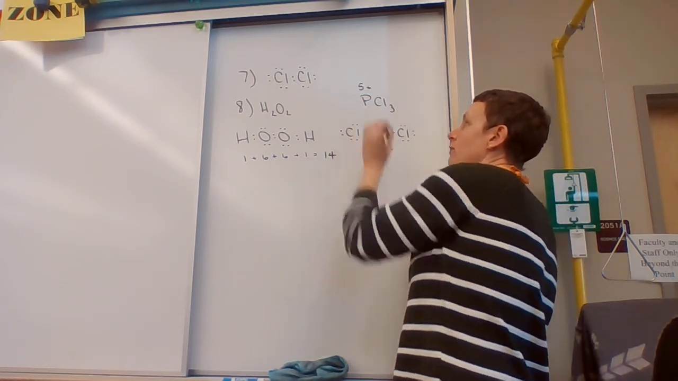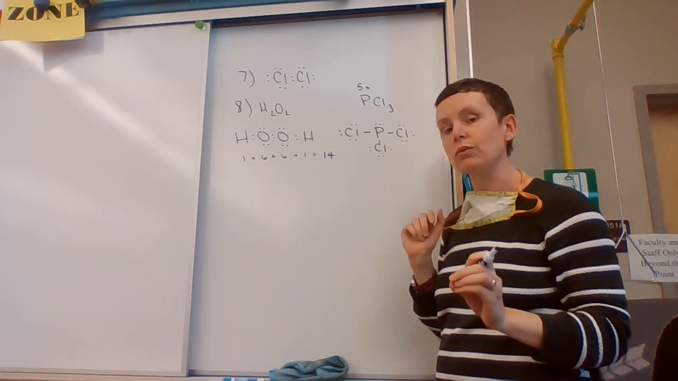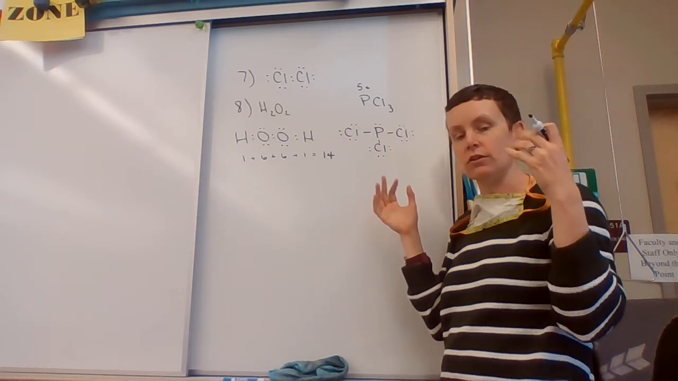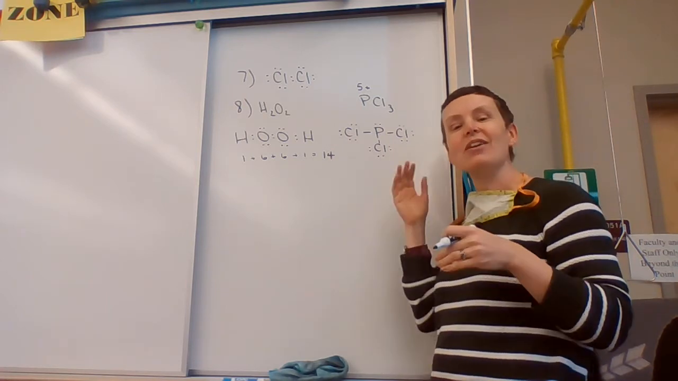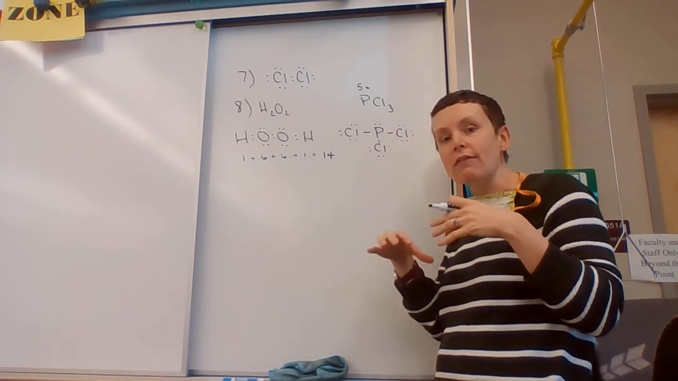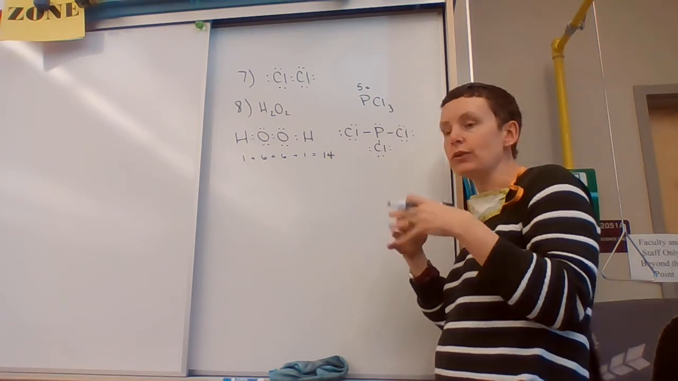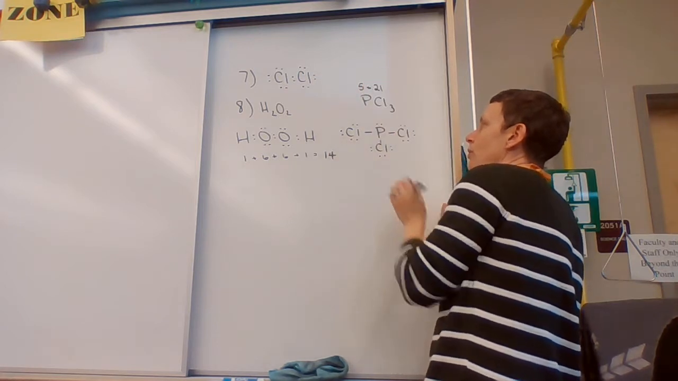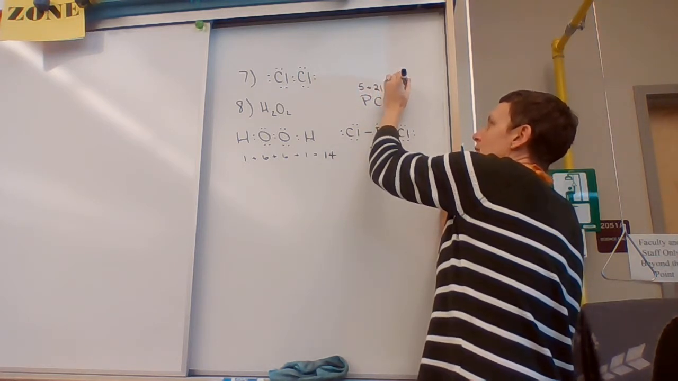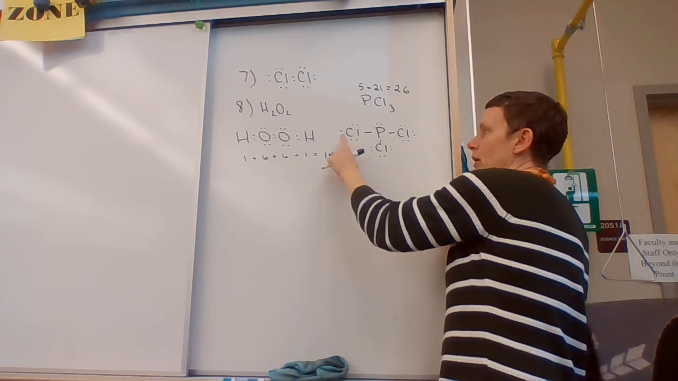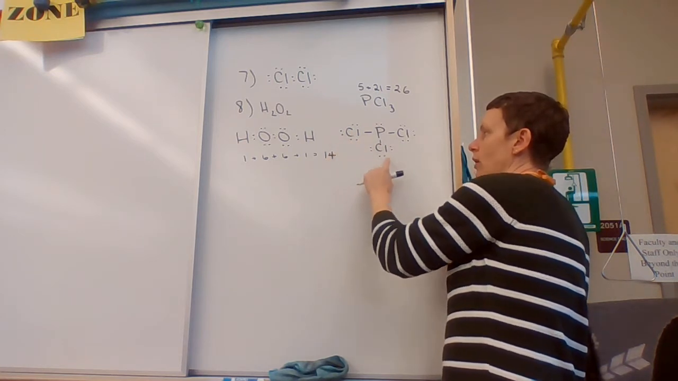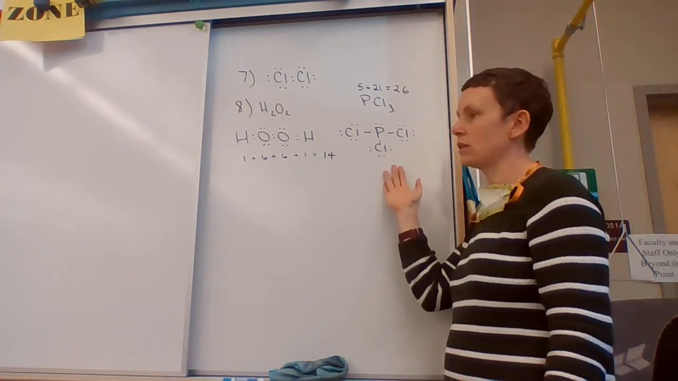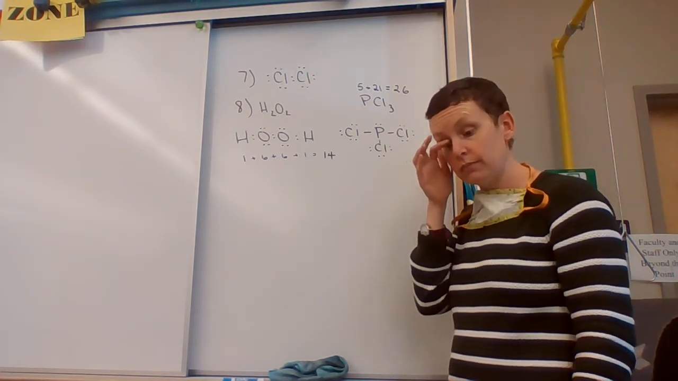Phosphorus has 5. Each chlorine has 7. Don't forget there's 3 chlorines though. When you're adding it up, you have to add up 7 plus 7 plus 7 to get all 3 chlorines into your math there. So 21 total from the chlorine. Altogether, that's 26. And then you can count in your picture 2, 4, 6, 8, 10, 12, 14, 16, 18, 20, 22, 24, 26. So this is the correct structure for PCl3.